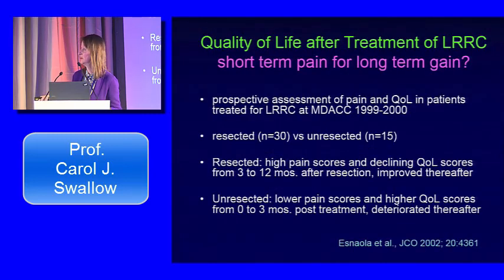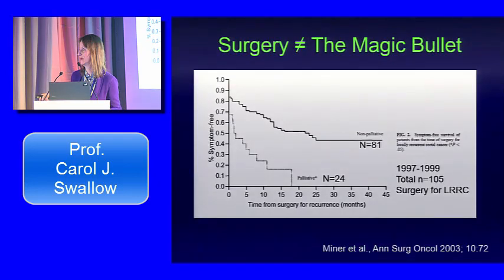The group at MD Anderson has led the way in terms of quality of life research in this disease, and their experience suggests that the unresected patients have earlier on less pain, but then develop pain, where it's the reverse for those who are resected. They have more pain at the beginning, but then they improve after about a year. But surgery is not the magic bullet, as seen in this series from Memorial. Those who have curative resection, only about 45% of them are symptom-free long-term.